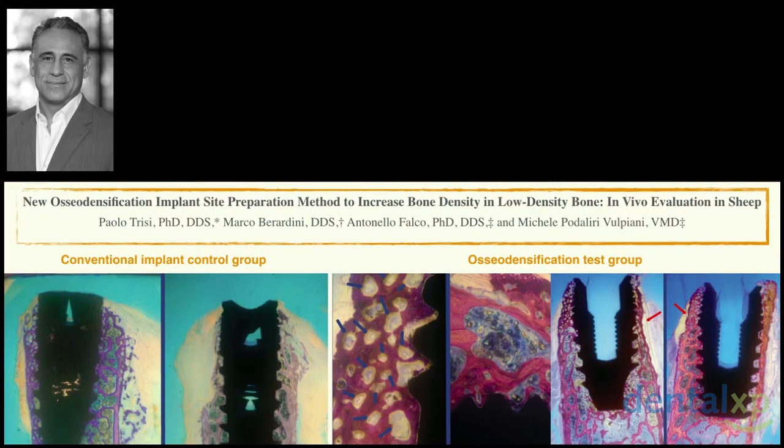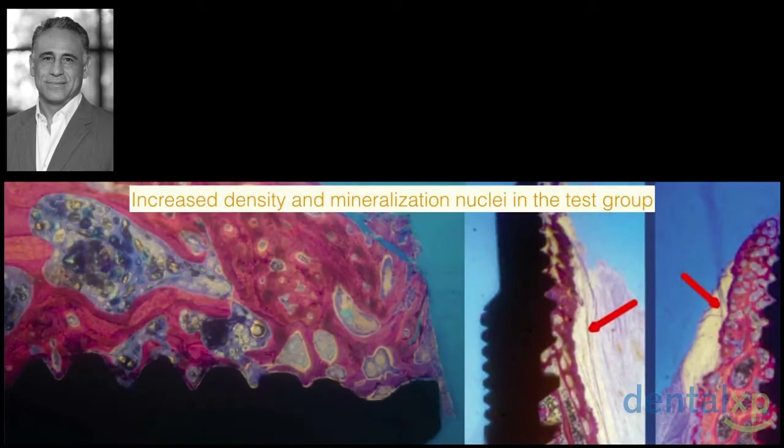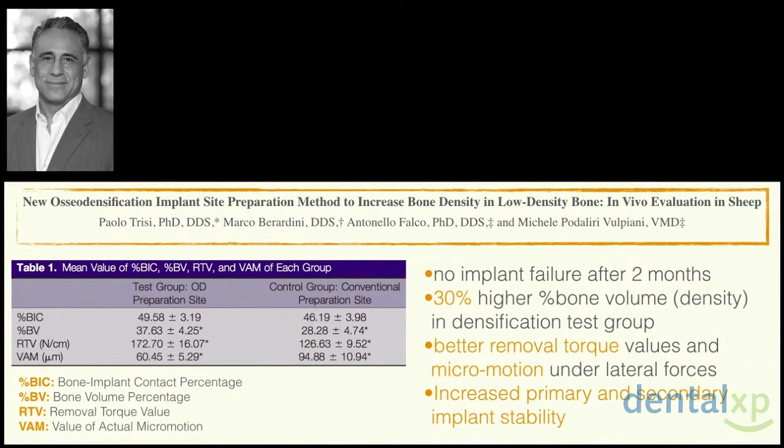And this was a study that was done by Trisi and Berardini that looked at the conventional implant group versus the osteodensification group in sheep. And he did demonstrate that there was increased density and mineralization in the test group. And this is being demonstrated in a number of other studies that are coming out. He also showed that there was a 30% higher percentage of bone volume or density in the densification group, and that there is a better removal torque, increased primary and secondary implant stability, and these all kind of support what we had suspected.